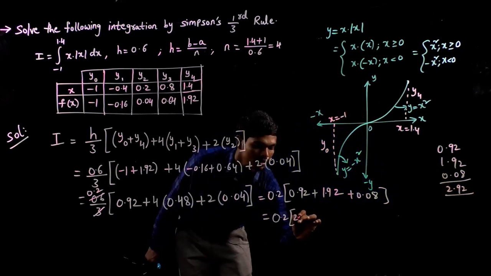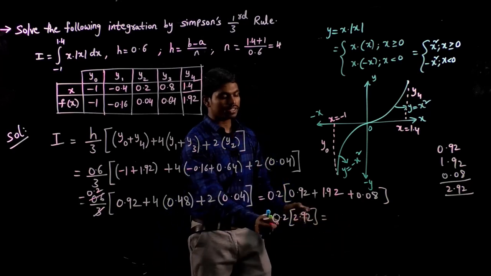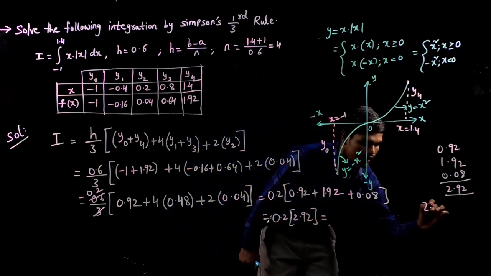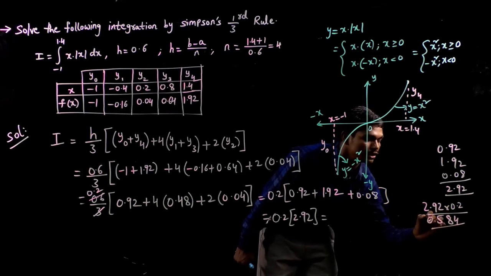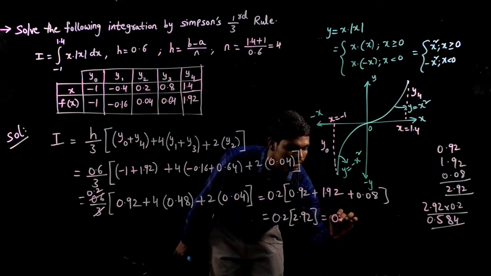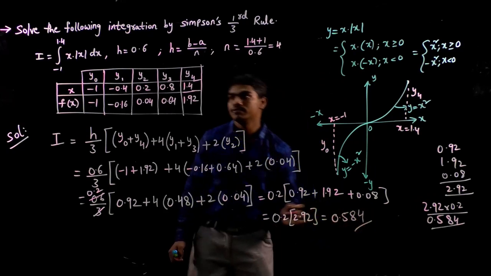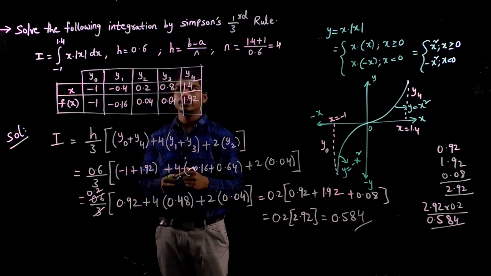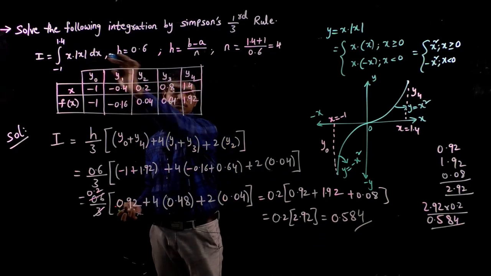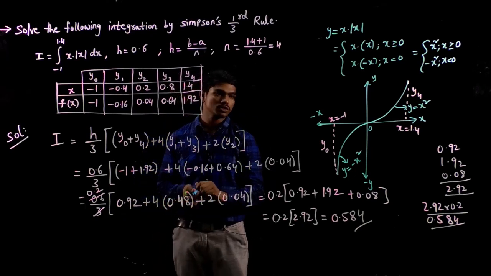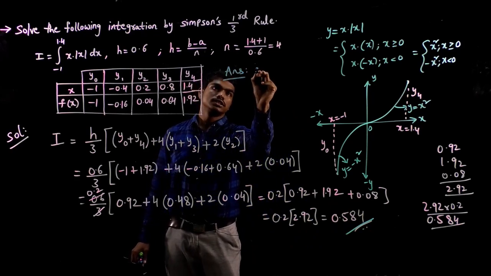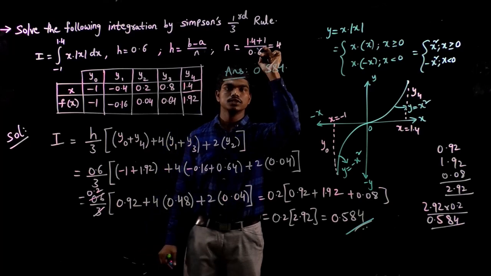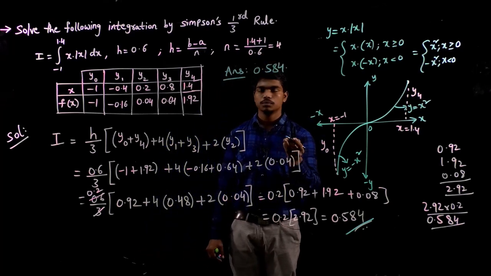Correct? So 2.92. If you multiply this 2.92 with 0.2: 2 2s are 4, 2 9s are 18, and 1 2 2s are 1, which is 5, and which is 0.584 because we have 3 decimals there. So the answer for this is 0.584, which means the value of this integration I, equal to the integral from minus 1 to 1.4 of x into mod x dx, when evaluated using Simpson's one-third rule, is 0.584. So the answer for this is 0.584. Okay, so we'll be looking at our next question now. So please stay tuned. Thank you.